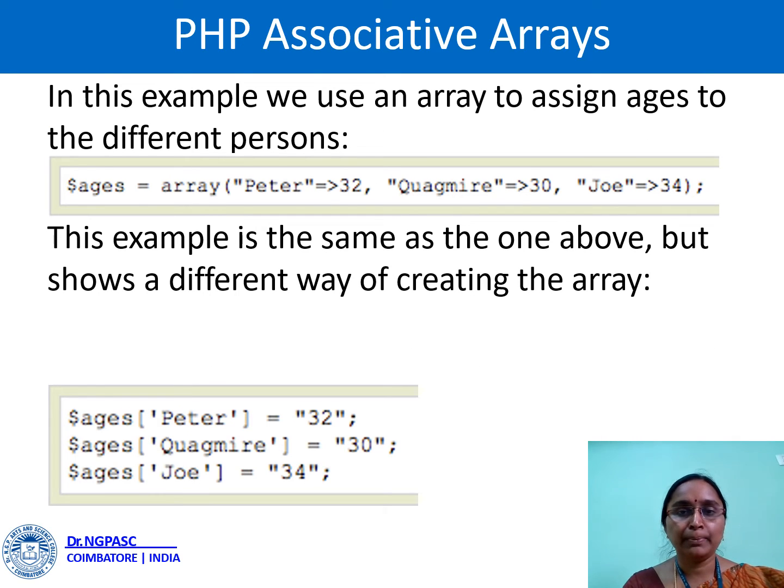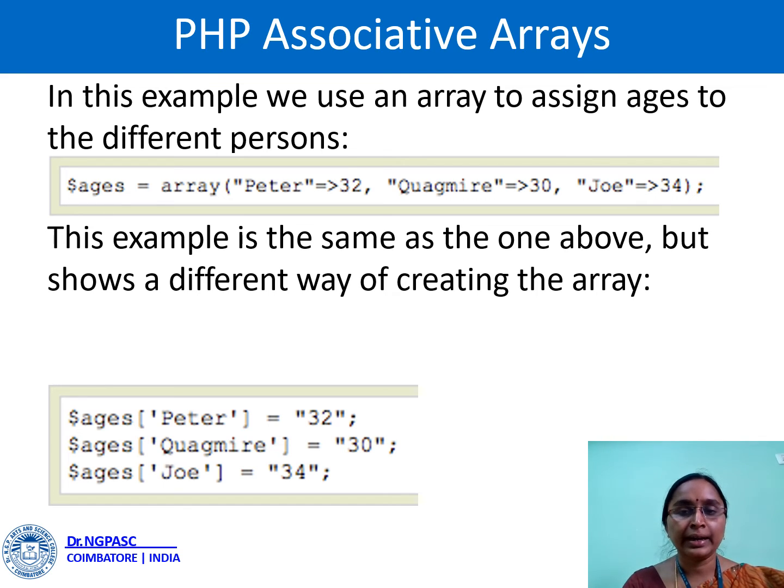In that example, we can use an array to assign the age to different persons. Here $ages is the array variable name. It can contain the array list like Peter 32, Quagmire 30, Joe 34. So each person has a different age, and this will be assigned to different array index values.